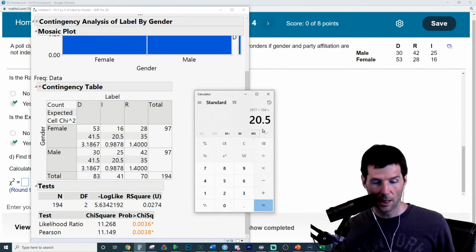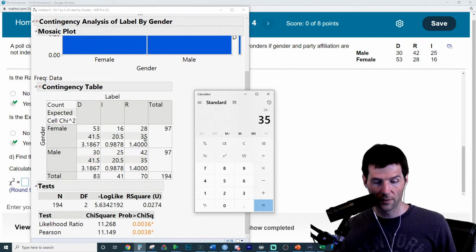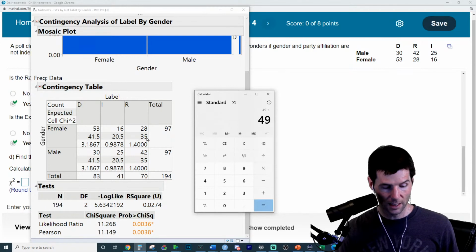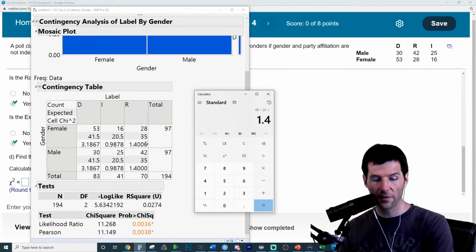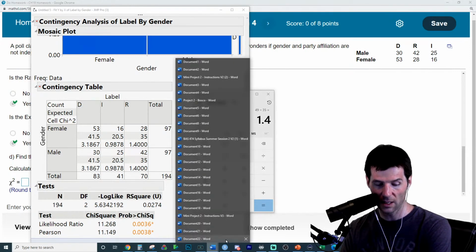So let's do this. Observed minus expected right here. Observed 28. That's how many we saw, the count. And then we minus off the expected, and that's 35. Now we square this, and we divide by the expected. And that's how we're getting that right there. Observed minus expected squared over expected is the value right here. Let's write that down so people can see it.